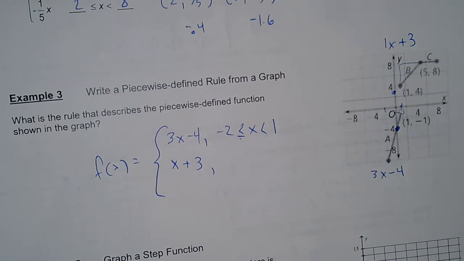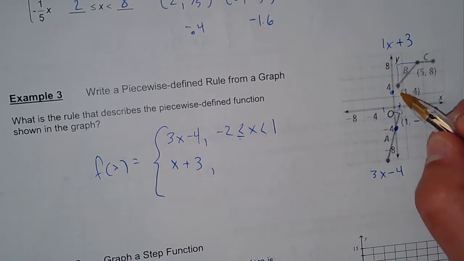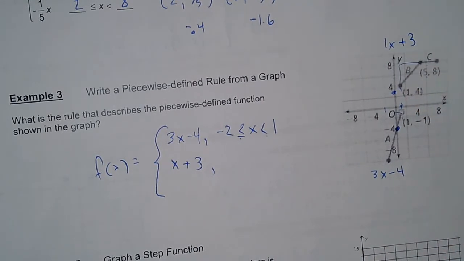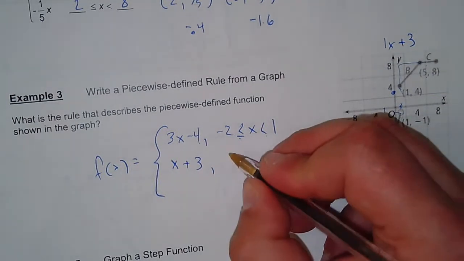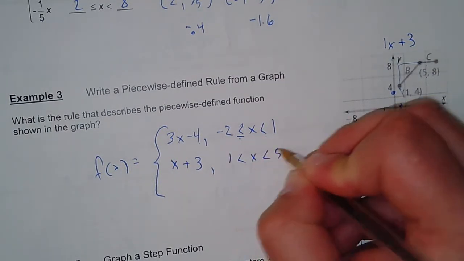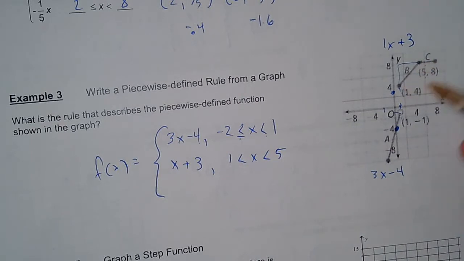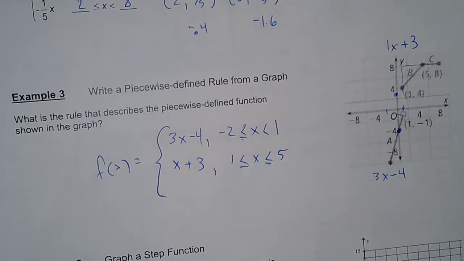And then now, include the domain. So what's our domain here? Just look at the coordinates. It's from 1 to 5. Those are the x values that graph exists. So it's from 1 to 5, and they are both solid. So we can go both or equal to's.